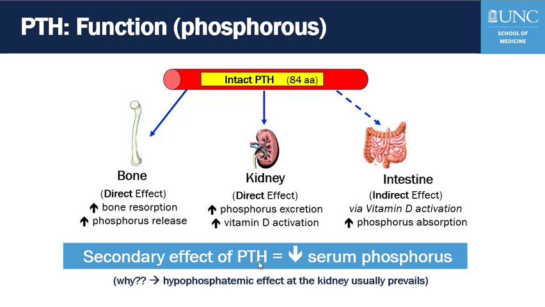Interestingly, even though PTH acts to increase phosphorus in the bloodstream via its direct action at the bone and its indirect action at the intestine, the predominant effect of PTH is to decrease serum phosphorus. And why is this? Well, the hypophosphatemic or phosphate excreting effect at the kidney usually prevails over the other effects at the other organs. And the serum phosphorus regulatory effect of PTH is considered a secondary effect since its main or primary effect is to regulate serum calcium.